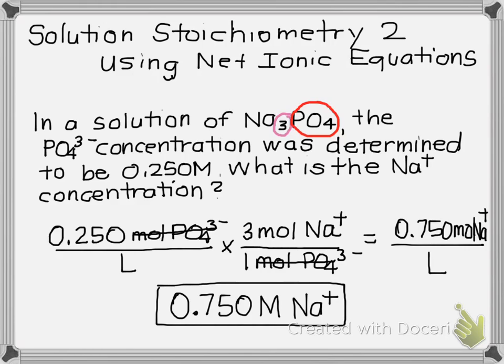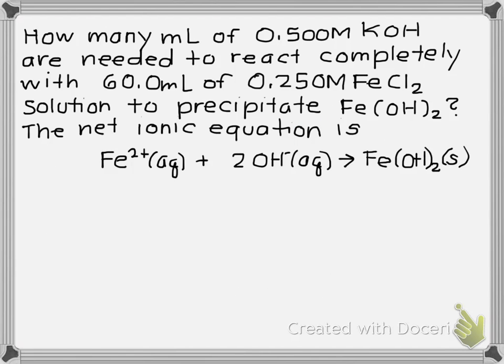0.75 molar. Now this is not a stoichiometry problem in the sense that it doesn't involve a reaction, but it's just a reminder about how we can use the ratio of ions in a compound formula to help us convert to different parts of the compound. So let's take a look at a stoichiometry problem.